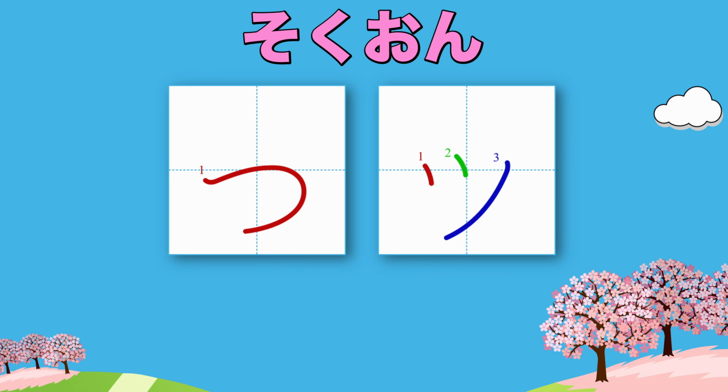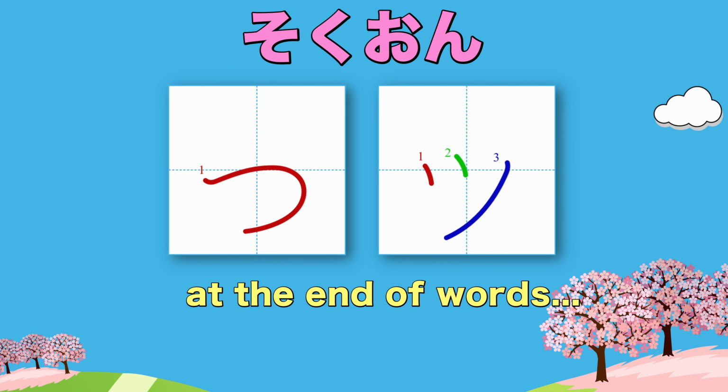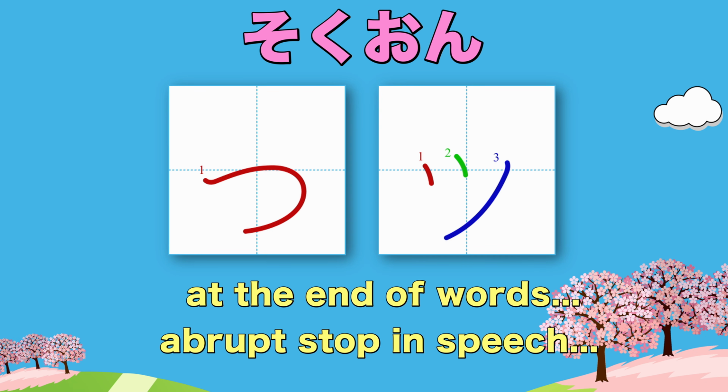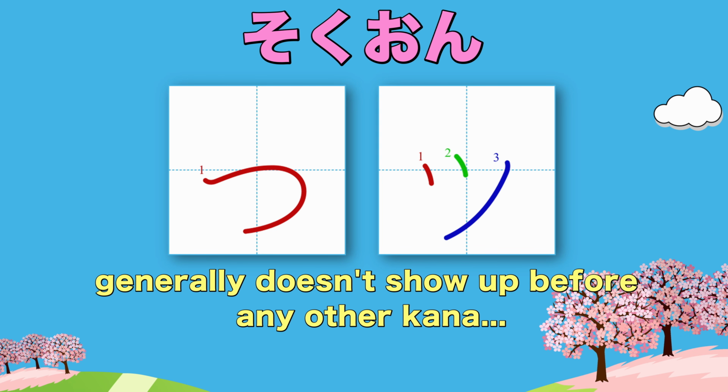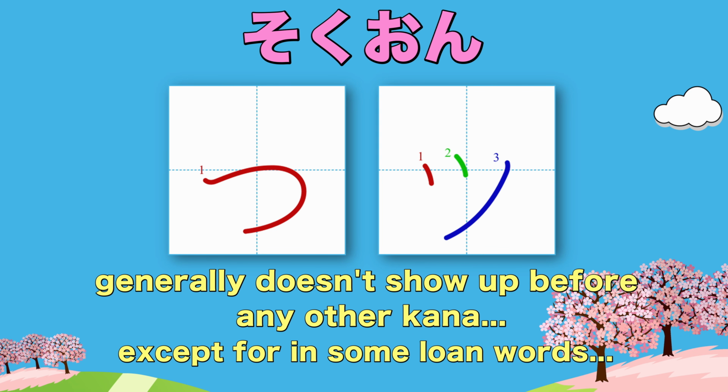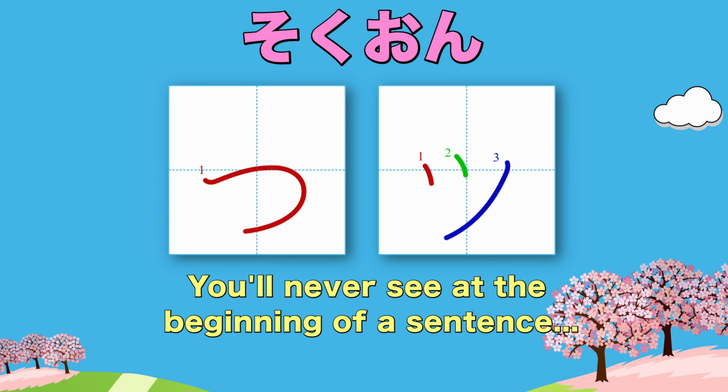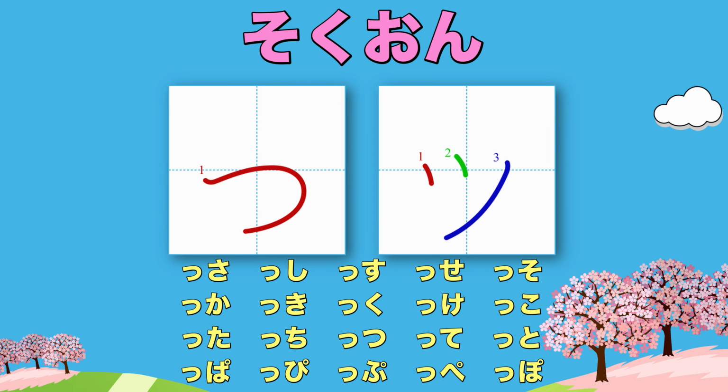This is also true for when it appears at the end of a word. The small tsu is used at the end of words in written dialogue to indicate an abrupt stop in speech at the end of a word. ええ It generally doesn't show up before any other kana, except for in some loan words. By the way, you'll never see this at the beginning of a sentence, and you'll generally only see these combinations.